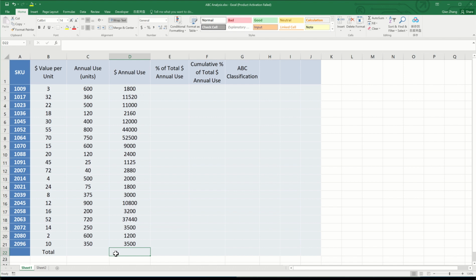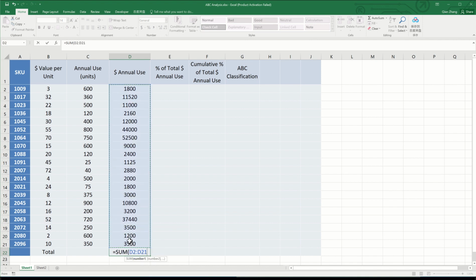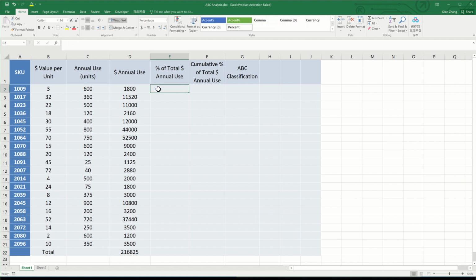So it's equal to, we just use a sum function here, which means we sum all of the numbers together. And you will have an idea that you have 216,825 in total for the dollar annual uses. So we move to step 2.